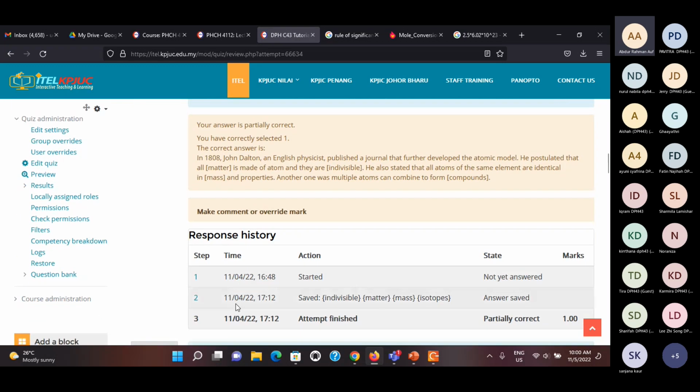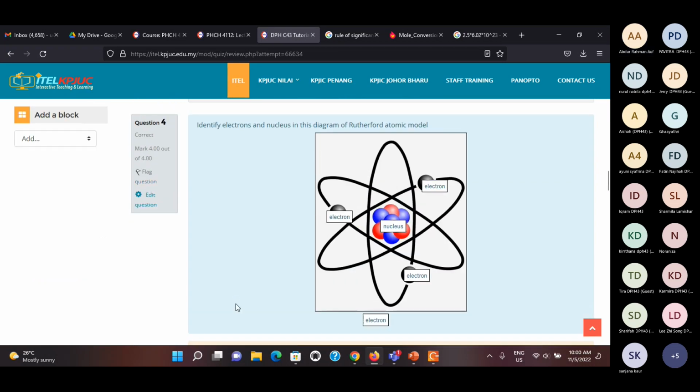Okay, question number 4. You mix and match. Identify electrons and nucleus in this diagram of Rutherford atomic model. Ernest Rutherford was a Kiwi physicist, scientist, and he came up with this model after he proved the existence of the nucleus. So I want you to match what these things are that we see from this diagram. There are 4 items, but basically in essence there are only 2 things.